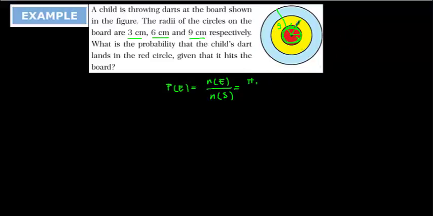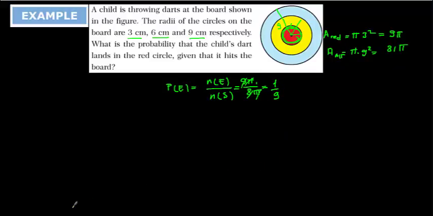So what is the red part? It is going to be pi 3 squared, which is equal to 9 pi, the area of red. Area of all, which is sample space, is going to be pi 9 squared, which is equal to 81 pi. So 9 pi over 81 pi is going to be equal to, pi and pi you will simplify, 9 and 81 you will simplify, and the probability is going to be 1 over 9.